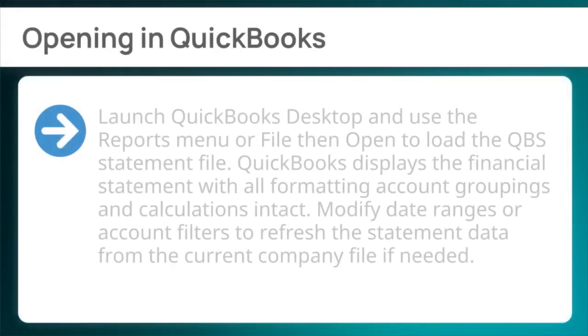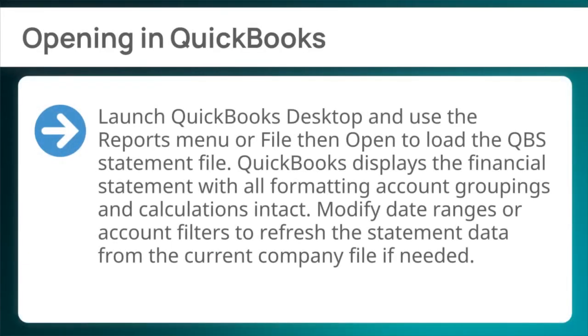First, opening in QuickBooks. Launch QuickBooks Desktop and use the Reports menu or File, then Open to load the QBS statement file. QuickBooks displays the financial statement with all formatting, account groupings, and calculations intact. Modify date ranges or account filters to refresh the statement data from the current company file if needed.